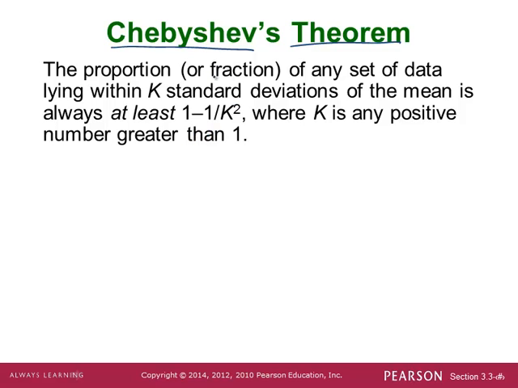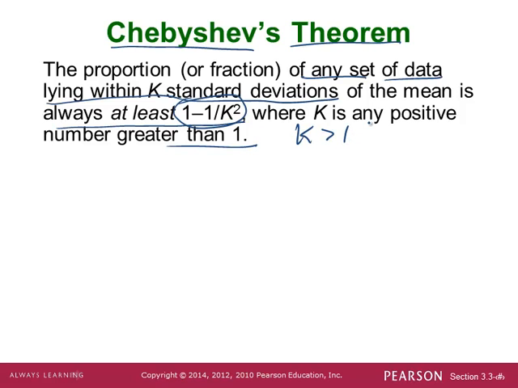the proportion / fraction of any set of data, any set, so this applies to any distribution, lying within so many, call it K, standard deviations, so K could be 1, 2, 3.5, whatever. So lying within K standard deviations of the mean is always at least 1 minus 1 over K squared. And you could express this as a decimal or as a percent, where K is any positive number greater than 1. So K is greater than 1.